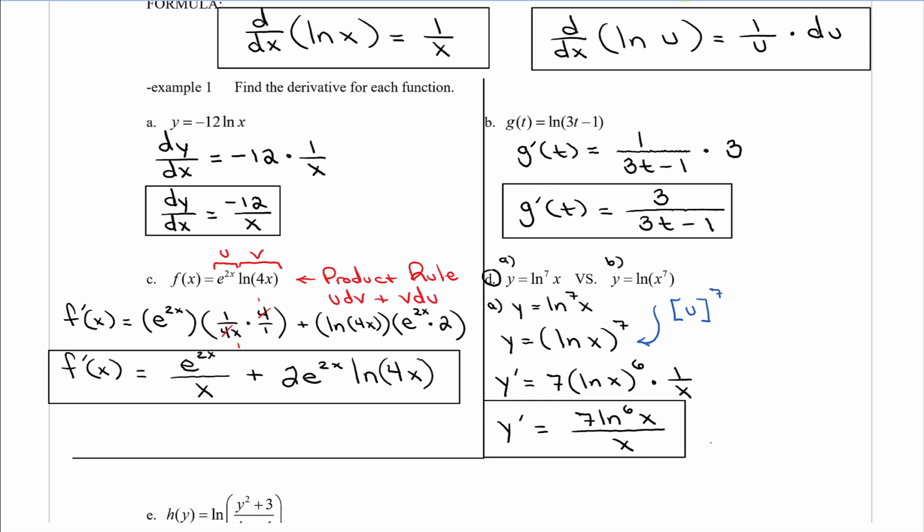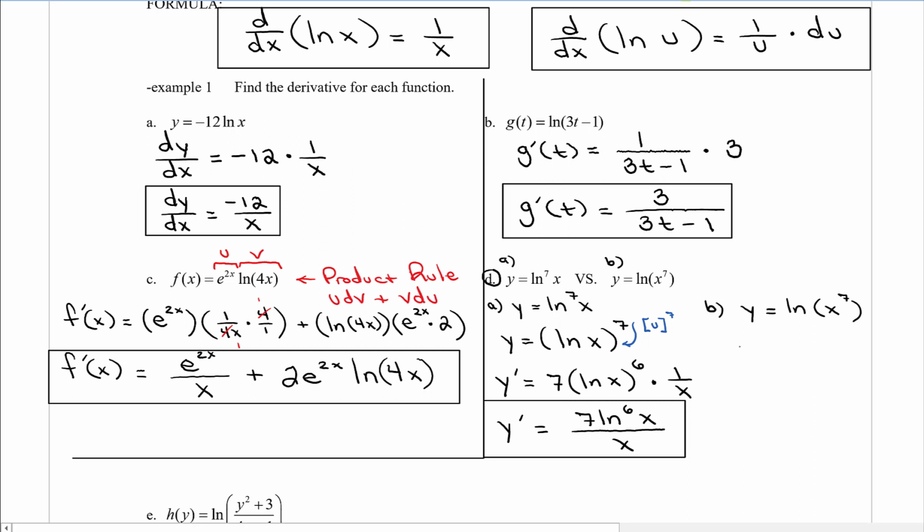And I'm going to make my little u substitution that I showed up here. And I'm going to lasso that and shrink it just so it doesn't take up so much space. Part B. Y equals natural log of, open up a set of parentheses, x raised to the 7th power, close the parentheses. So this is a different problem here because not the entire natural log is being raised to the 7th power, just the x.